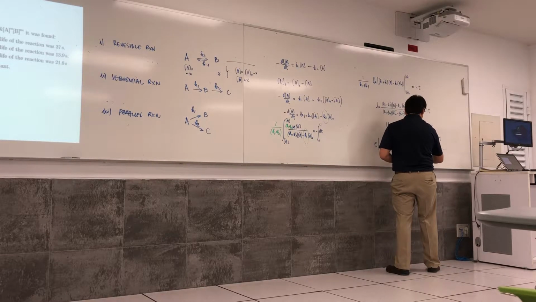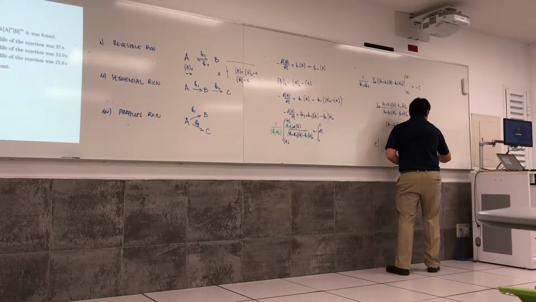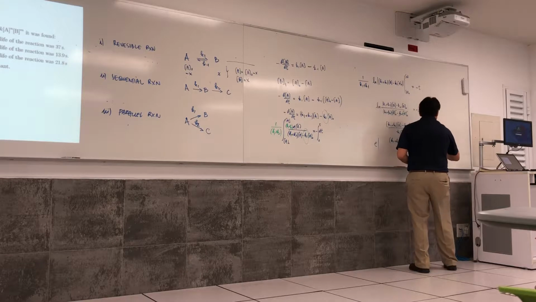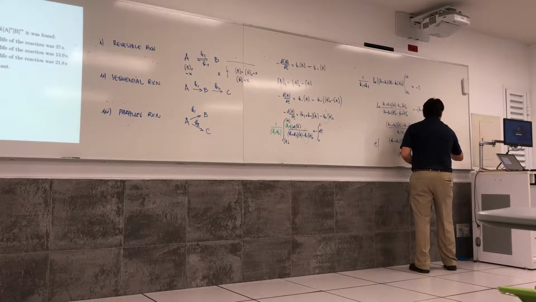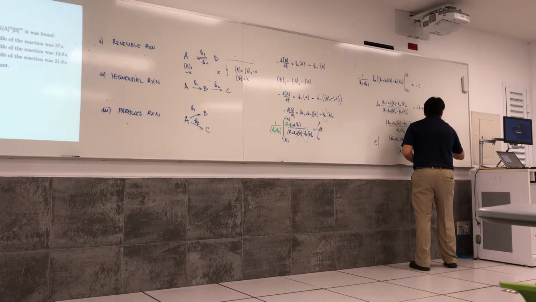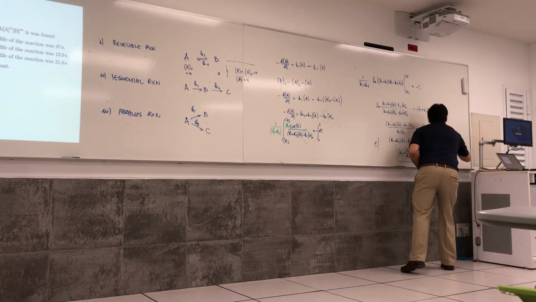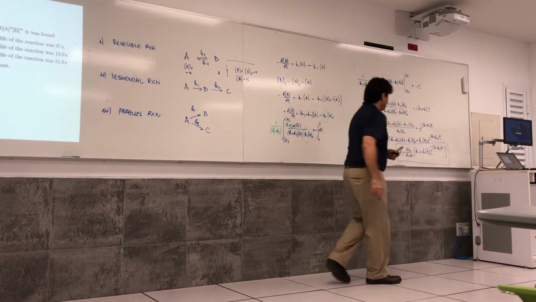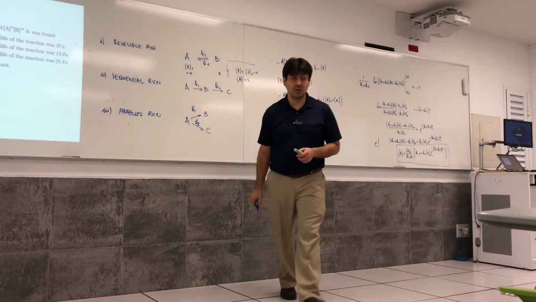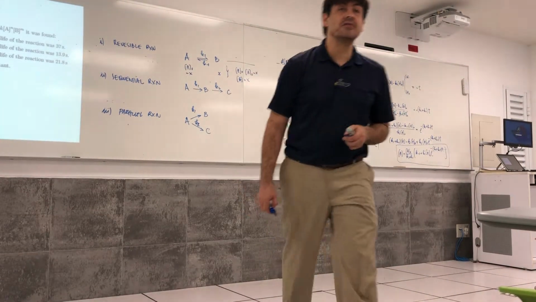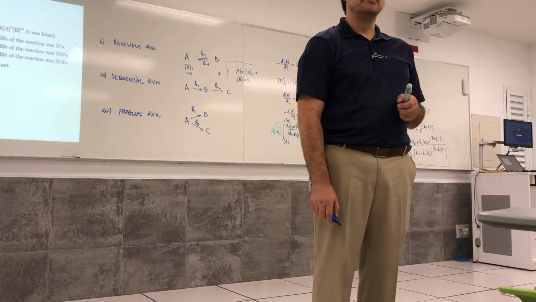And this will be just k minus 1 plus k1 times A0 e to the minus (k1 plus k minus 1) times t. There we go. And that is our concentration of A as a function of time.